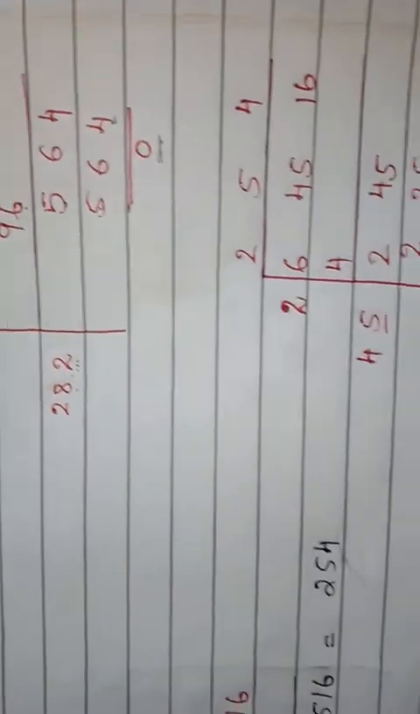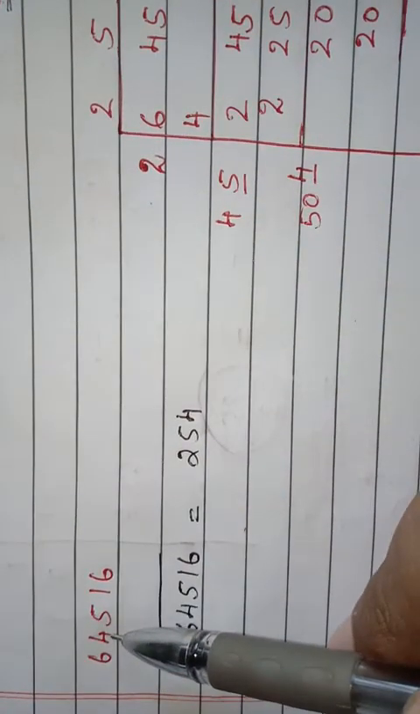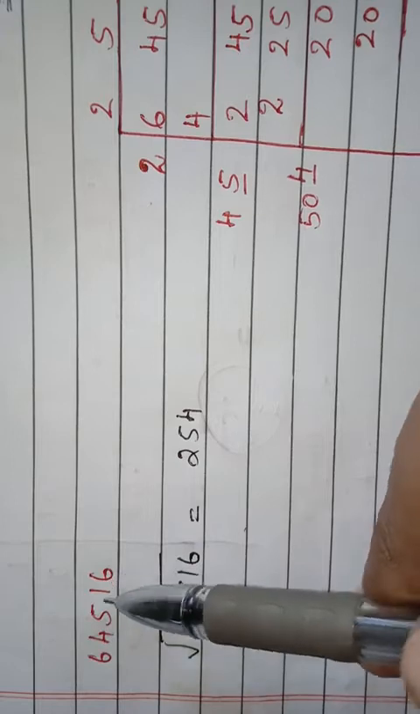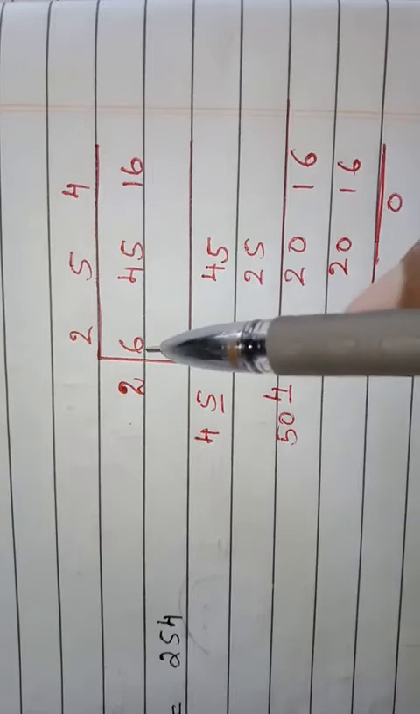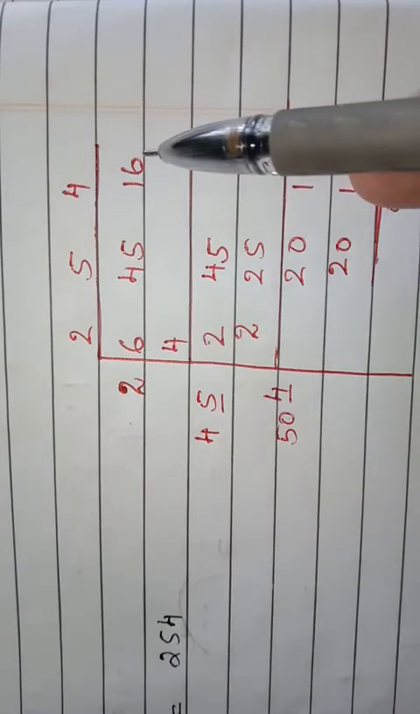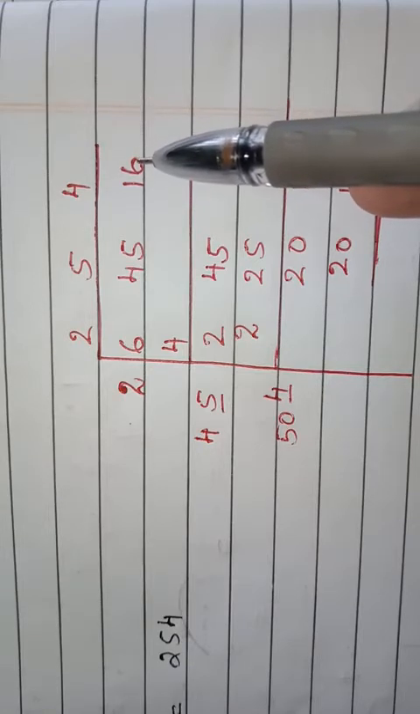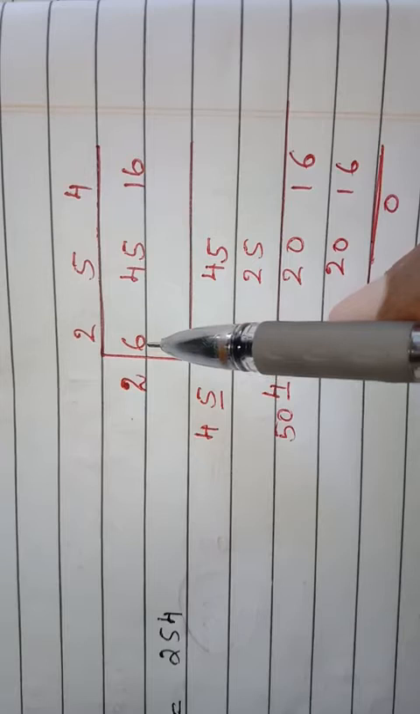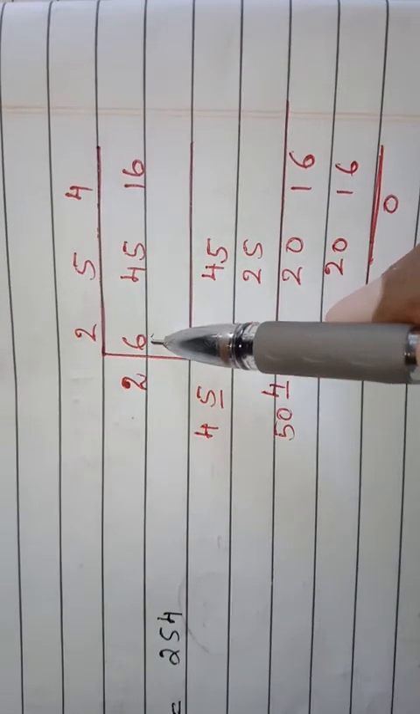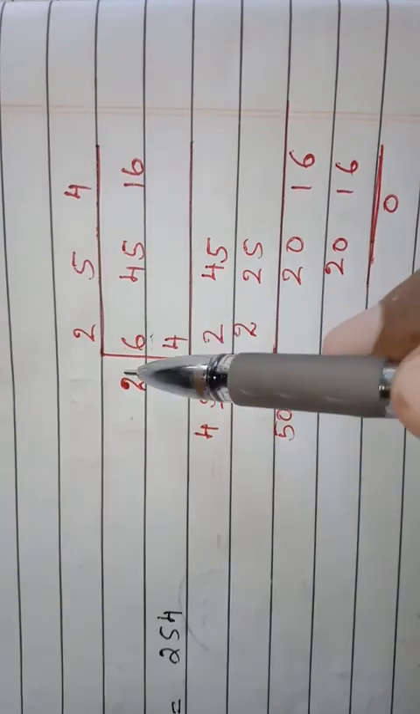Now consider another example. We have to find the square root of 64,516, and here, same as before, the first step is that from the right side we have to form groups of 2 digits. So from the right side, group the digits in pairs, starting with the digit in the units place. Then take the first period. Here the first period is 6, and find the largest possible perfect square in 6. It is 4, and 4 is the square of 2.